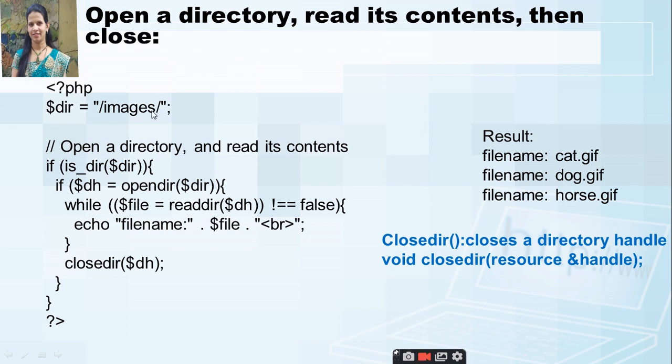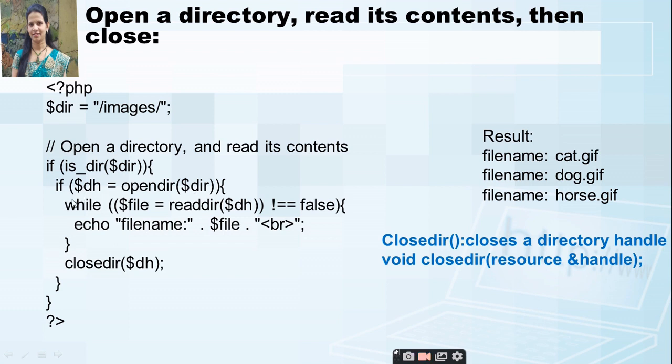So how to open a directory? Let's see. Take one directory name as images. This is your directory name. Store it in $dir. Open the directory and read its content. First check: is it a directory? The is_dir function returns true if it is a directory, and false if it is not. Then if $dh, this is a handle, equals opendir($dir), meaning open the images directory, and here we are using a directory handle.